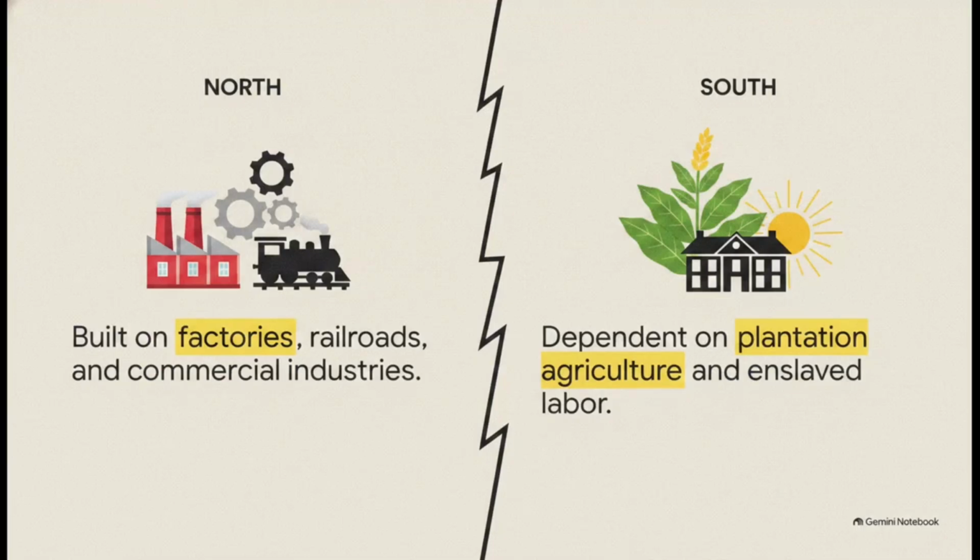You have to understand, the country was fracturing because it was essentially running on two totally incompatible economies. Up in the north, things are modernizing rapidly. They are building factories, sprawling railroad networks, and bustling commercial cities. Meanwhile, the south is completely doubling down on plantation agriculture, specifically cotton, which was entirely reliant on the forced labor of millions of enslaved African Americans.